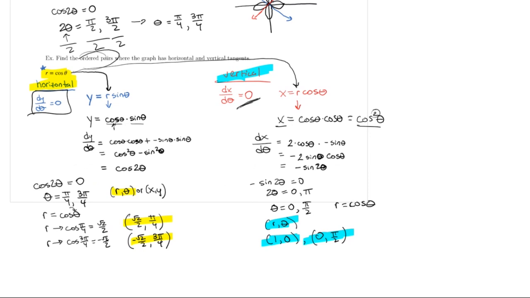So in a sketch, if you wanted to see what that looks like, if you recall what r equals cosine theta looks like from the first part of our notes, it is going to be this circle over here on the right. That point right there is at 1. So at the point 1 comma 0, it is pretty easy to see that we have a vertical tangent. And at 0 comma pi over 2 over here, I think it's pretty easy to see we have this other vertical tangent.